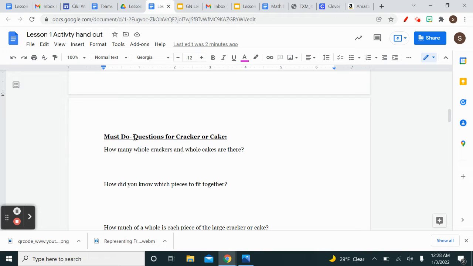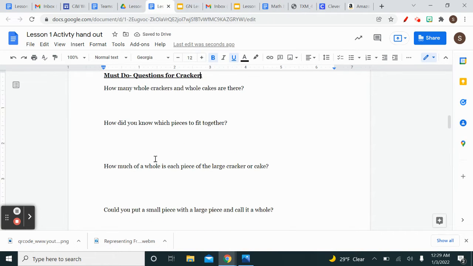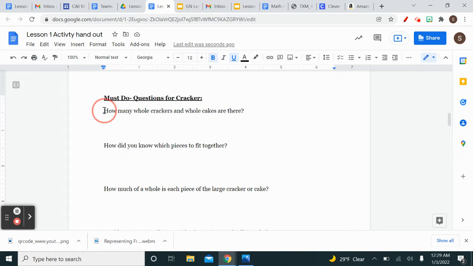Okay, our next set of questions. This is a must do, and they are questions for the cracker or the cake. This one is actually going to be the cracker. So let's go ahead and do that. So, questions for the cracker. So, how many whole crackers and whole cakes are there? How did you know which pieces to fit together?